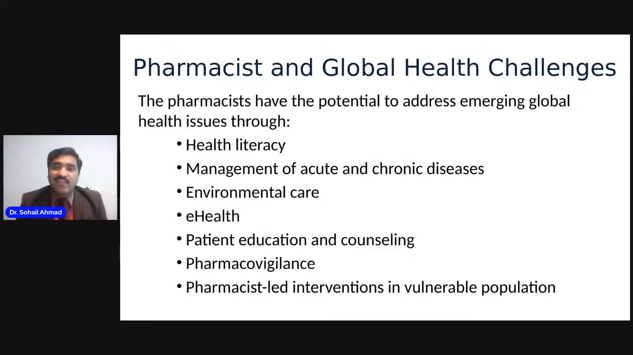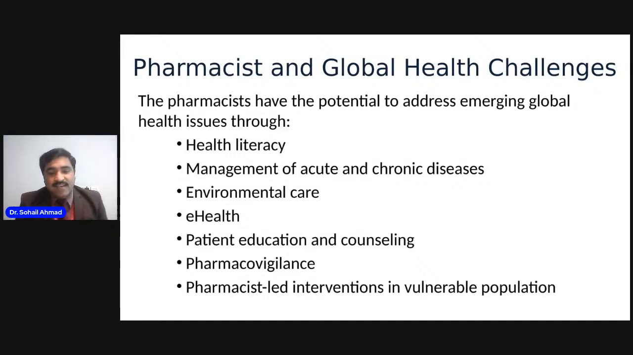Starting first with health literacy, educating the patient, counseling the patient, promoting health among the patient is always beneficial. Management of acute and chronic diseases, especially I put more emphasis on chronic diseases, because we have some common risk factors and preventable risk factors. For example, obesity and smoking, a few of them. So here the pharmacist role is really essential.